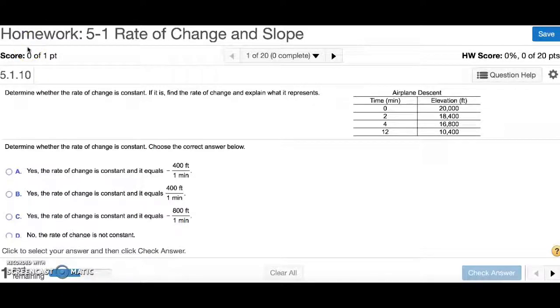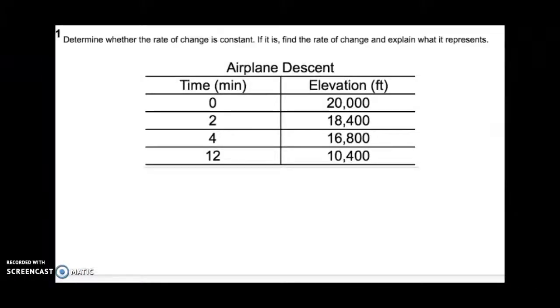Number 1. Determine whether the rate of change is constant. If it is, find the rate of change and explain what it represents. Okay, so let's take a closer look at that. So the first thing we've got to do is find the change in time between each of the times written.